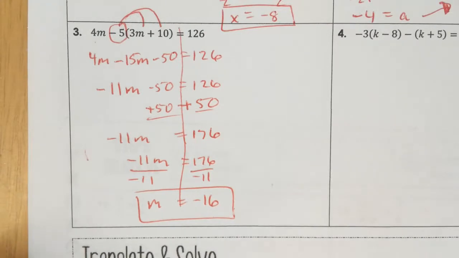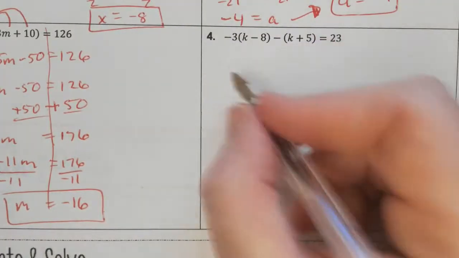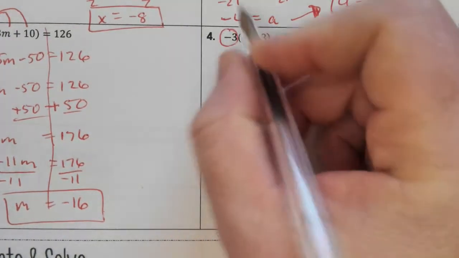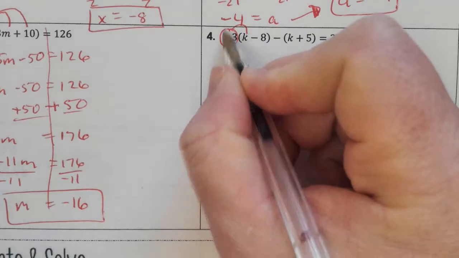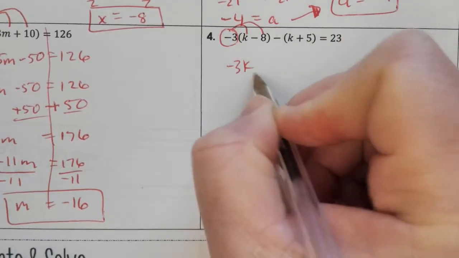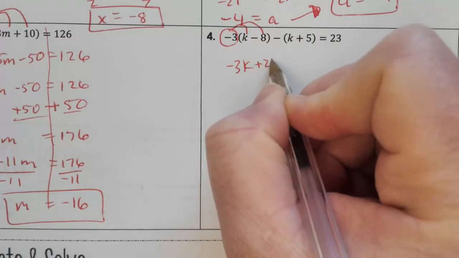Hopefully you're getting the main idea here. Let's do one more on this page. We're going to distribute this negative 3 here. Notice I'm only doing one arrow at a time. That's negative 3k, and that is a positive 24.